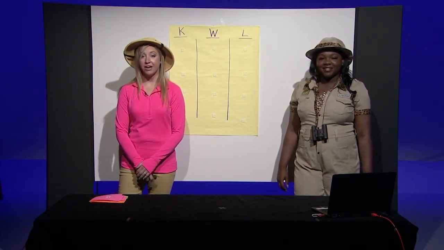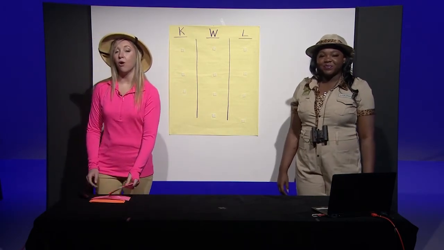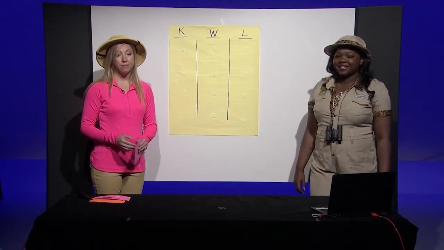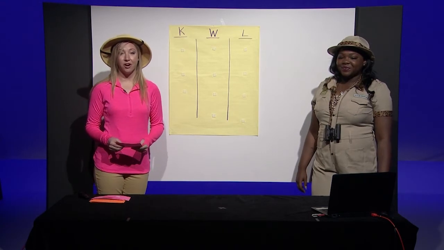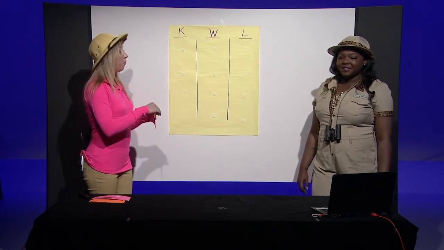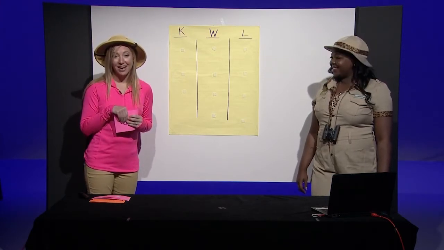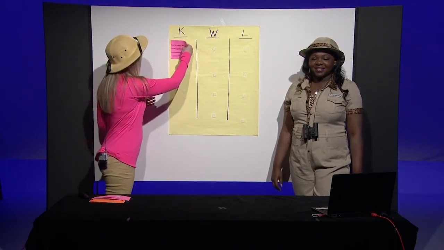Let's put some of those characteristics on our KWL chart. KWL stands for what we know, what we wonder, and what we learn. Let's write down what we know and wonder about social insects on the chart. We know that social insects live and work together in organized communities called... Can you help me out? That's right, they live in colonies.